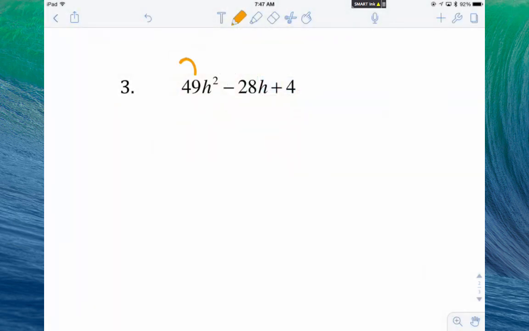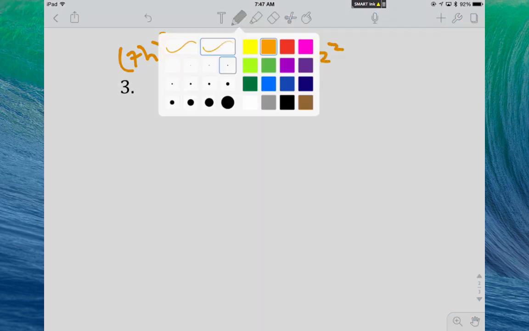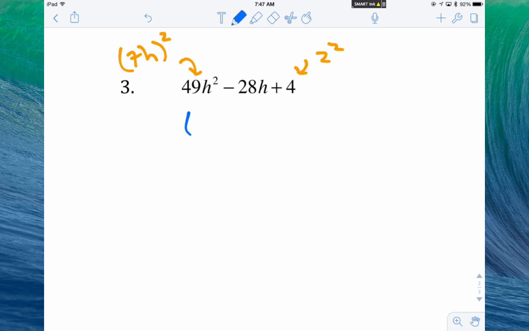Well, is this first term a perfect square? Oh, you know what it is. I think that's 7h quantity squared. Is this last term a perfect square? Absolutely, that's 2 quantity squared. So there's the possibility that this polynomial could be 7h plus 2 quantity squared, or maybe 7h minus 2 quantity squared.